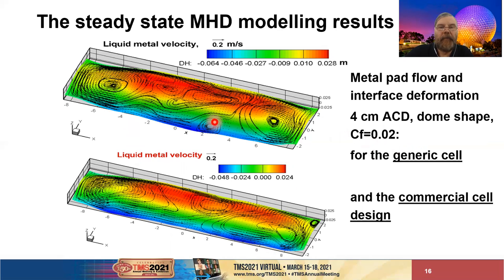So this is on top of the generic cell, and you can see you have more bath-metal interface deformation, or more hump or dome shape, with the generic cell compared to the commercial cell. And you can see also, because the scale is the same, not quite the same, you could color code the flow to see which one of the two is more intense. So that's the solution for the two cases.